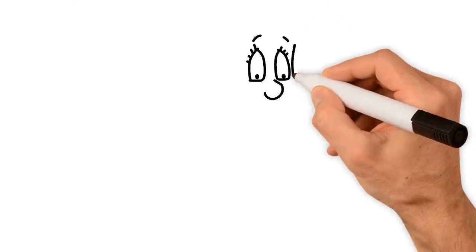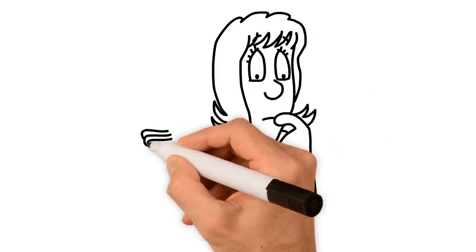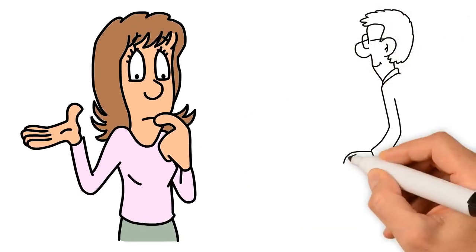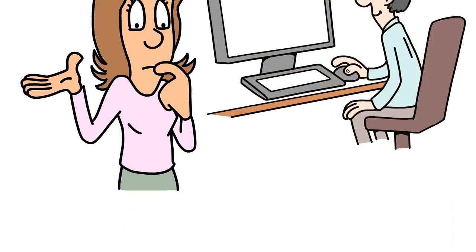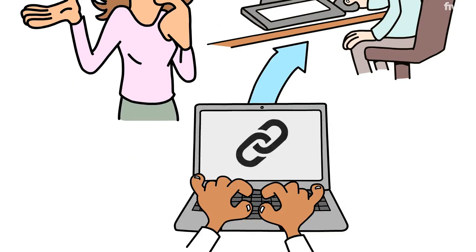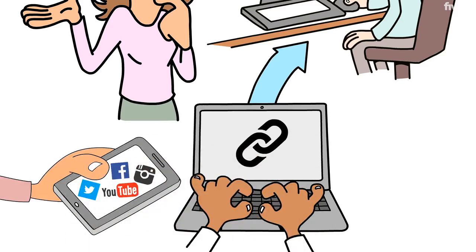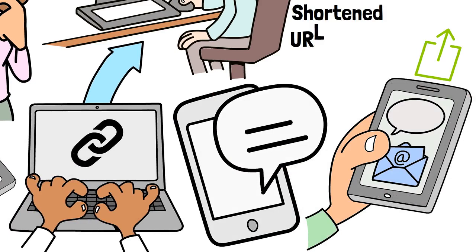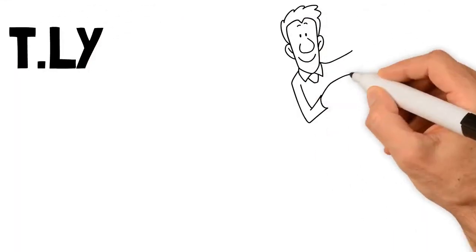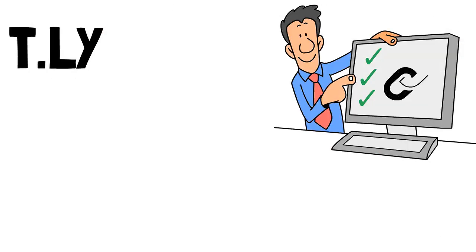So, what exactly is a URL shortener? Well, it's a handy tool that takes those never-ending web addresses and condenses them into concise links that are easy to share. Whether you're posting on social media, sending a text, or composing an email, shortened URLs are a game changer. With t.ly, you can enjoy a host of benefits that come with using short links.